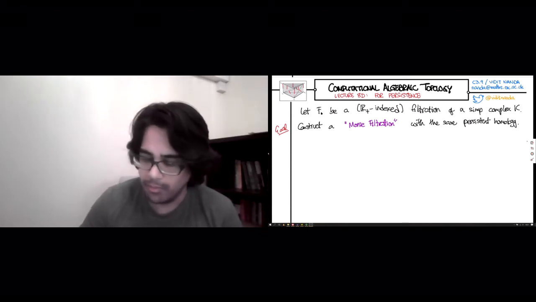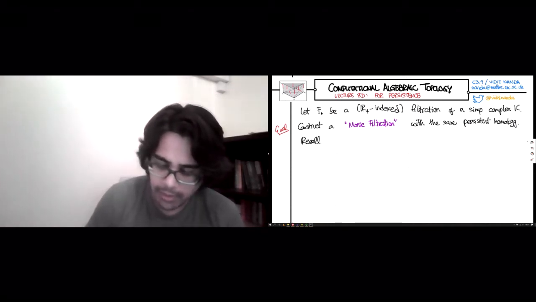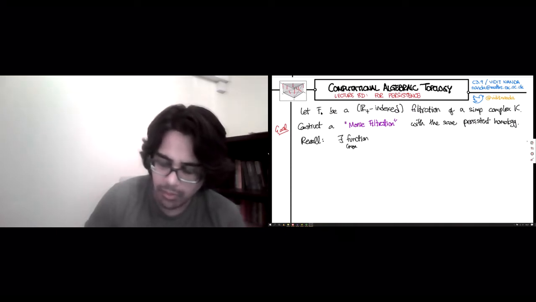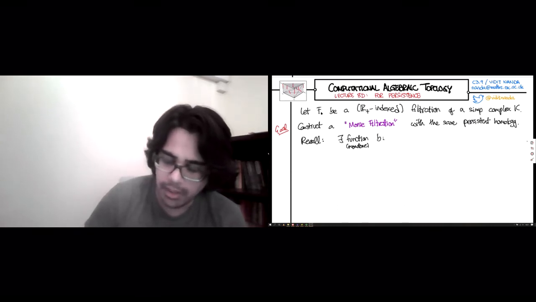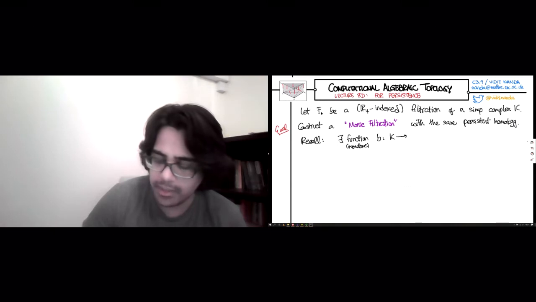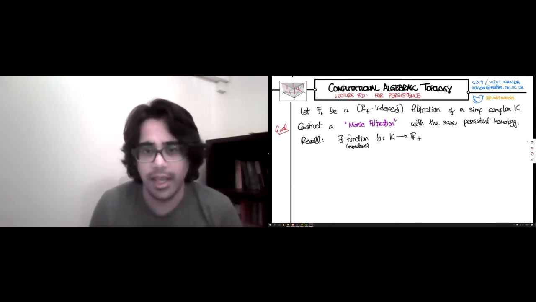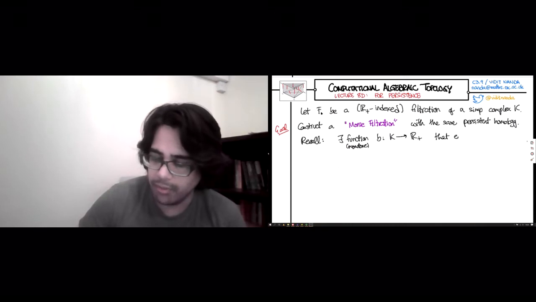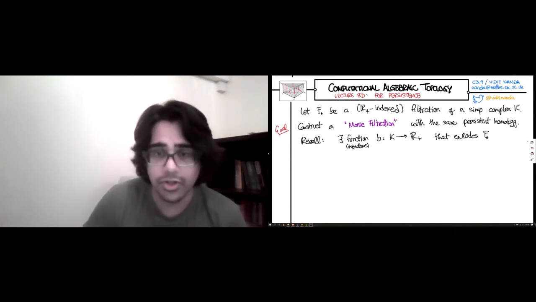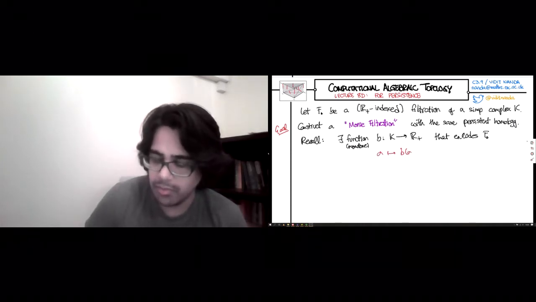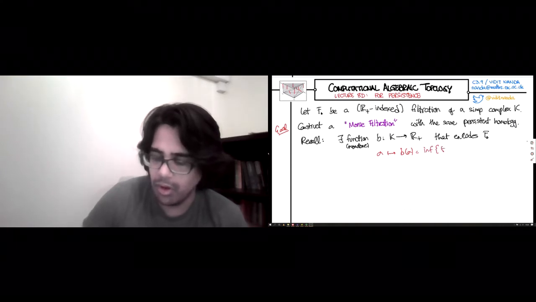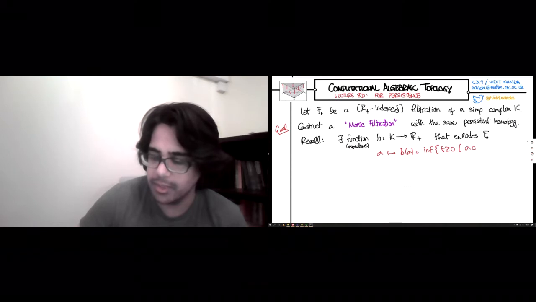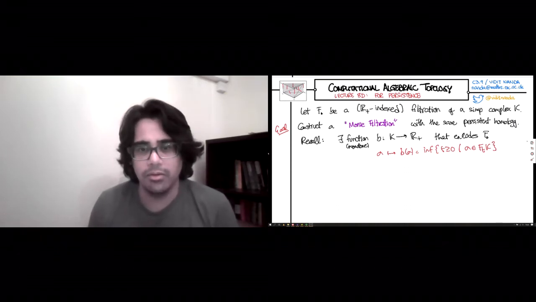So remember that there exists a monotone function, which I'll call B from K, which assigns positive real numbers to simplices of K, that encodes F, right? So it tells you when every simplex is born, and this function sends sigma to the number B sigma, which is the infimum over all non-negative T such that the simplex sigma is in the subcomplex F_T K. So that's the associated monotone function.